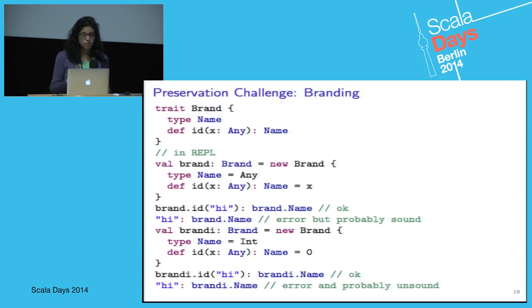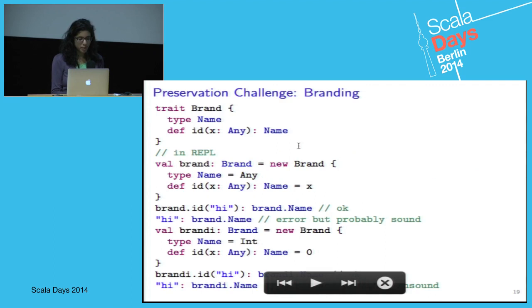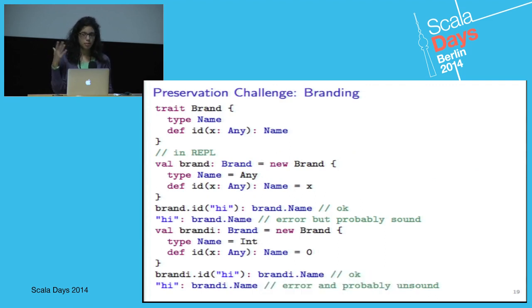So just to give an example: one intuition is that if you want to think of preservation intuitively, you can ask, does inlining preserve my types? That's a simple proxy for it, but it's not quite exact.